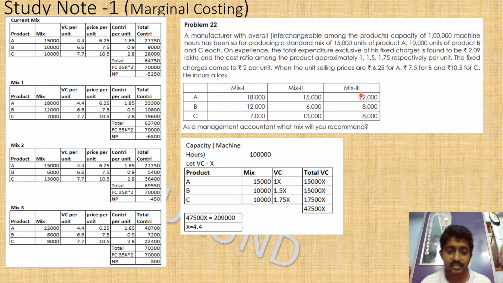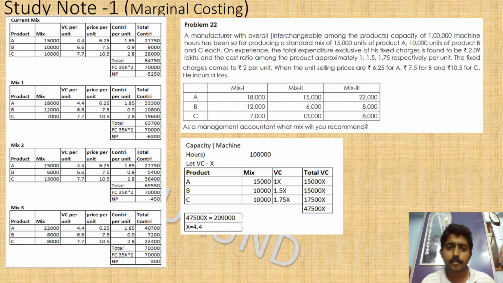Let's go to mix number 3. For mix number 3, apply the same formulas and the same process. Find the total contribution. We are ending up making 70,300 as a total contribution. 70,000 is the fixed cost, which means we are making money here. We are making a profit of 300 rupees, which is in the positive territory. We have not made any loss. So if you compare the current scenario and all these three mixes, mix 3 is the place where we are making more profit, or we are not ending up making a loss. So mix 3 is the best. That is what, as a management accountant, I recommend, mix 3 for the technical team or the corporate.